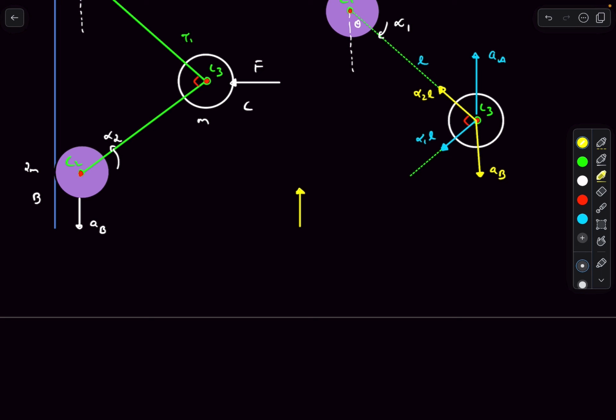So let's write the acceleration of C in the y direction. Let's call it ACY. Considering just the blue vectors first, it will be AA minus alpha 1 L by root 2. Why is the root 2?